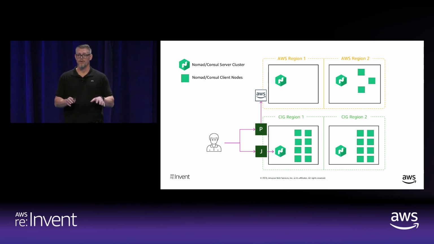You'll also see a lot of green squares on the diagram. Those green squares represent a Nomad and Consul client node. They're the worker nodes, the nodes that your Docker containers run on.